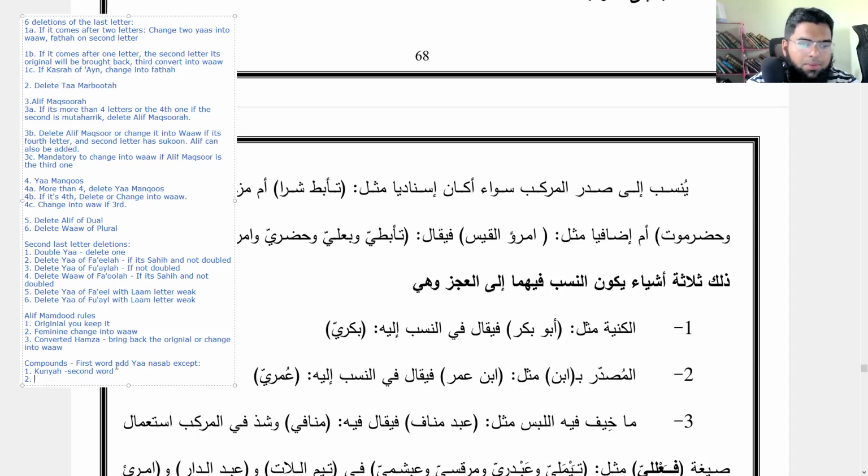Al Musaddar be Ibn. Ibn also you cannot do. Ibn Umar, for example. You say Umari, second word again. Ma khifa fihi al-labs. If there's a doubt also, like Abdul Manaf, you cannot say fi qalbi manafi. Confusion. Where there's confusion, doubt.